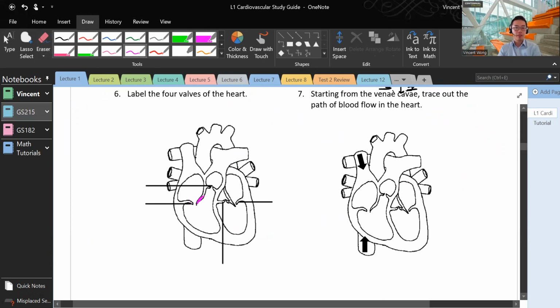So there is a pair of valves here on the right side, and then we have another one here on the left side. The one on the right, we call that the tricuspid valve. Tricuspid valve and the bicuspid. And again, these tricuspid, bicuspid, they are atrioventricular valves.